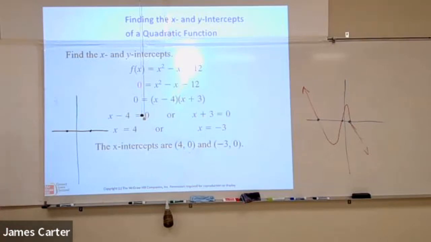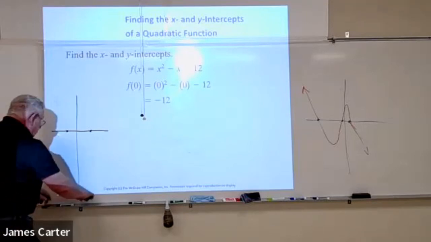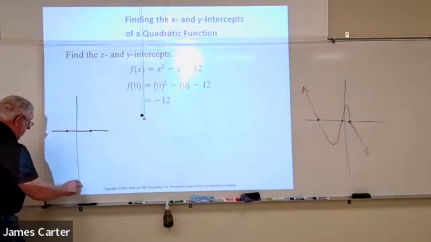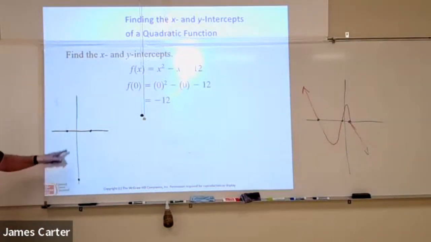These are the x-intercepts. So let's let the x's be 0 to find the y. This means we're going to substitute 0 for x to get y. Well, you do that. If you let x be 0, it wipes that out, leaves us -12. So what that means then is down here at -12, this loop is going to touch the y-axis.